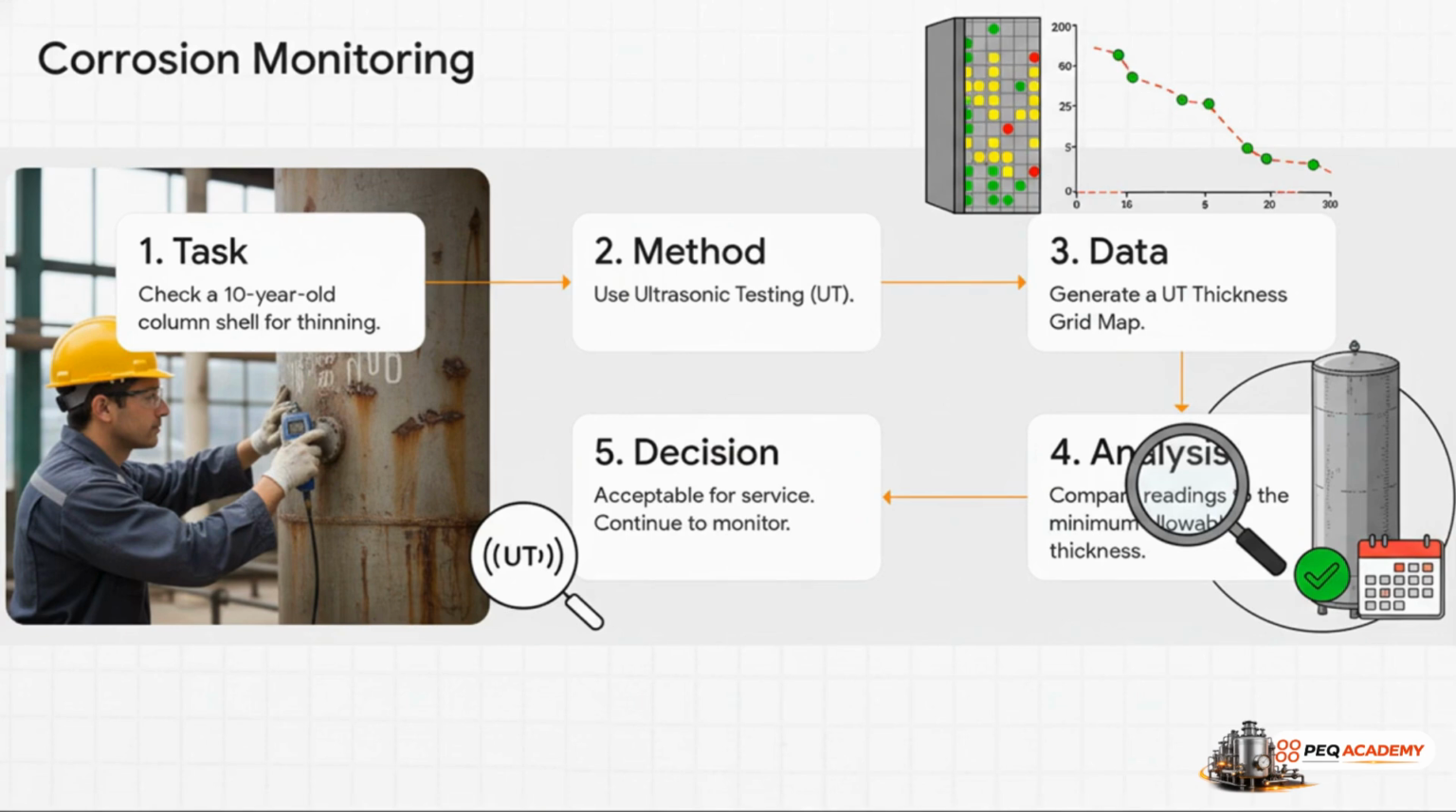So the inspector maps out a grid and takes a bunch of thickness readings. They hand that data to you. Now here's where you come in. You take those numbers and compare them against the vessel's minimum required thickness from your calculations. The data might show, hey, it's thinning a bit, but you see it's still well above your safety margin. So what's the engineering decision? It's acceptable for continued service. We'll just keep an eye on it and check again in a few years. See? From raw data to a real decision.